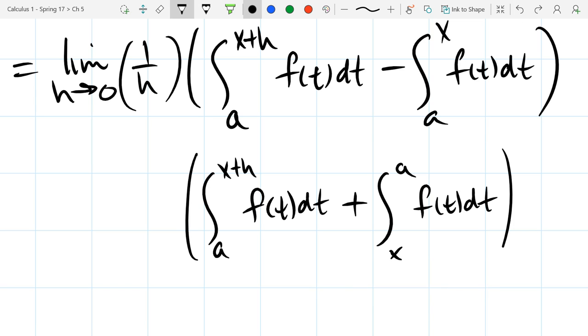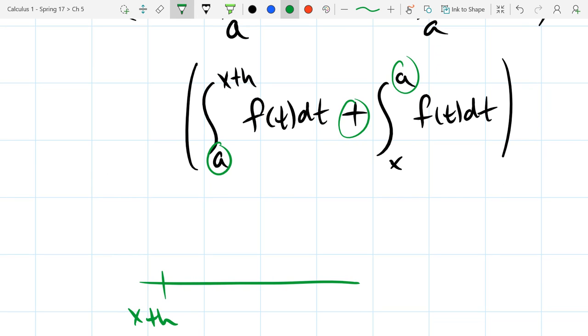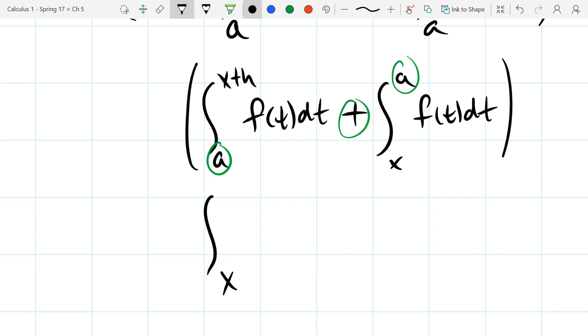What other rule can I use? So we're adding, and we got a and a. So I'm not sure they're ordered in this way, but maybe they are. Doesn't matter how they're ordered. If you go from x plus h to a and then to x, you can just go all the way and cut out a. So I'm going to go all the way from x plus h to x. Now, I'm not sure they're lined up like this, but it doesn't matter. That rule doesn't require them to be ordered in any way. So this is the integral from x to x plus h.